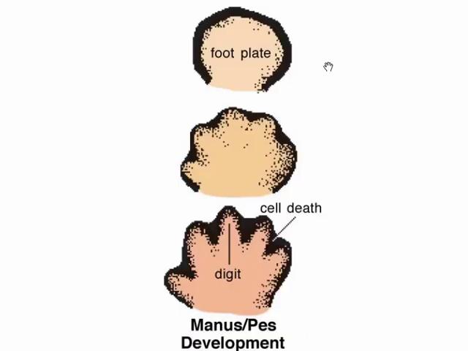This image shows the growth of a manus or pes at 3 different stages of development, from early to late. And it shows then that the individual digits grow not by outgrowths of the foot plate, but by degeneration, necrosis of the tissue in between.